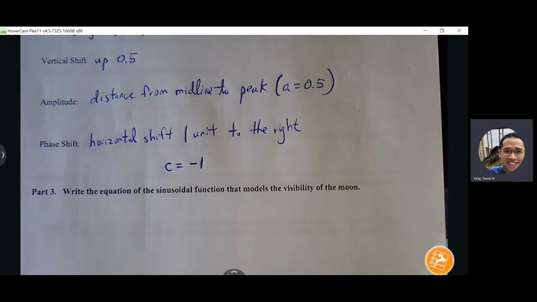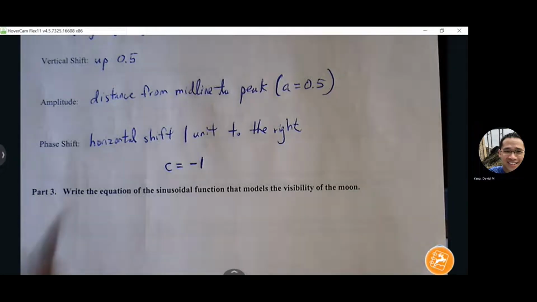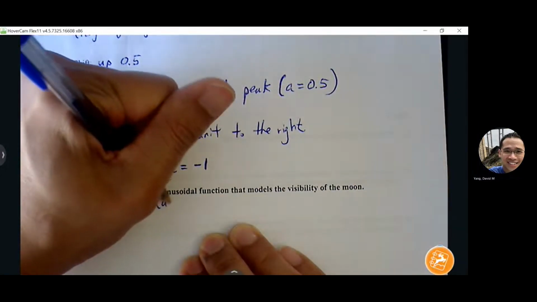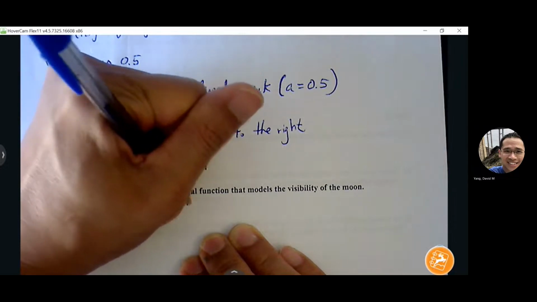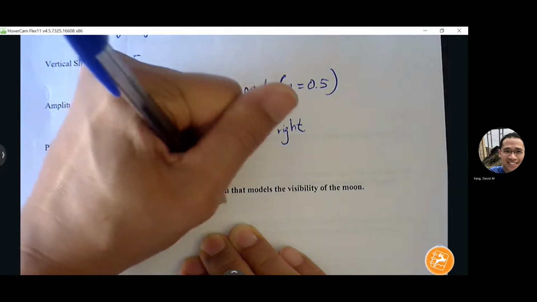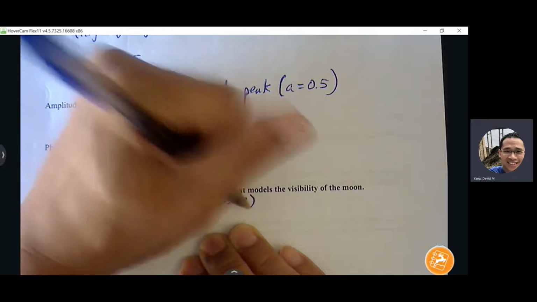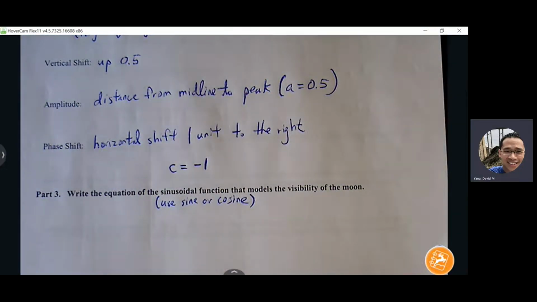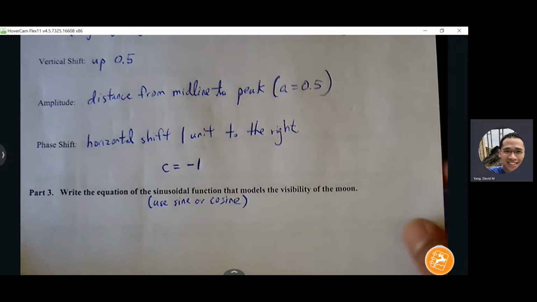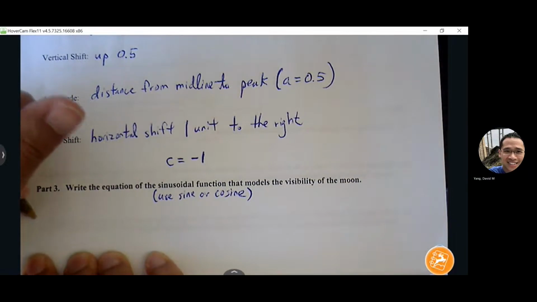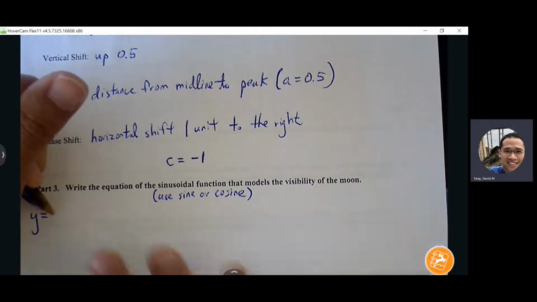Okay, part 3 says write the equation for the sinusoidal function. So if this is a sinusoidal, that means you can either represent it as sine or cosine. But given the choice, we're going to choose the easier one, right? It's closer to sine, so we'll just use the sine function. This is the form that we want to put them in. So we'll just do sine.